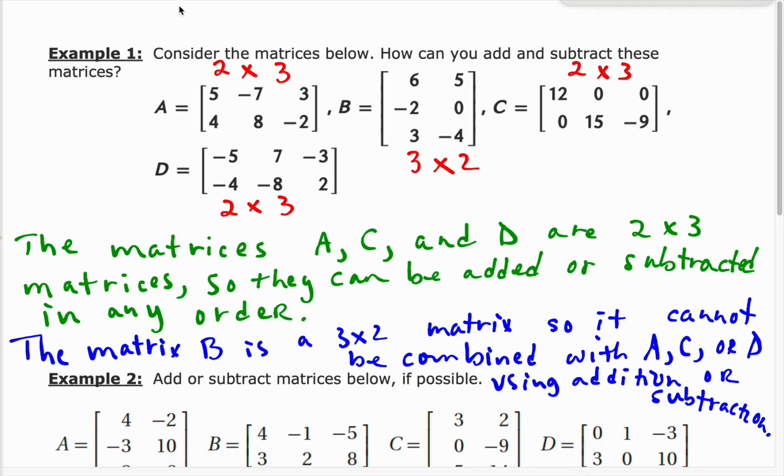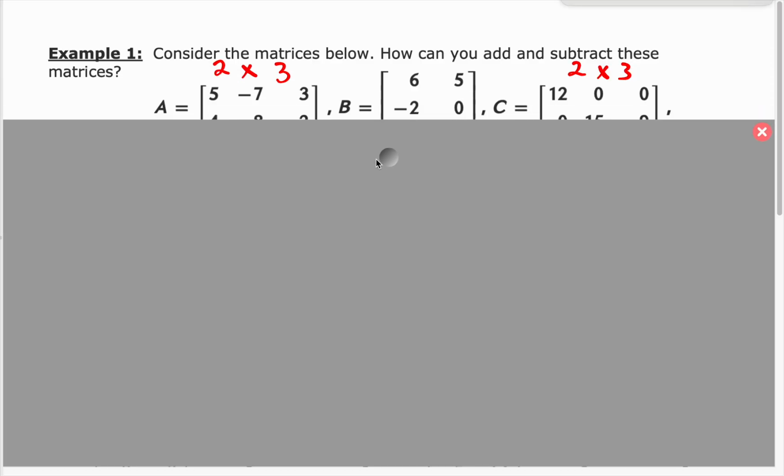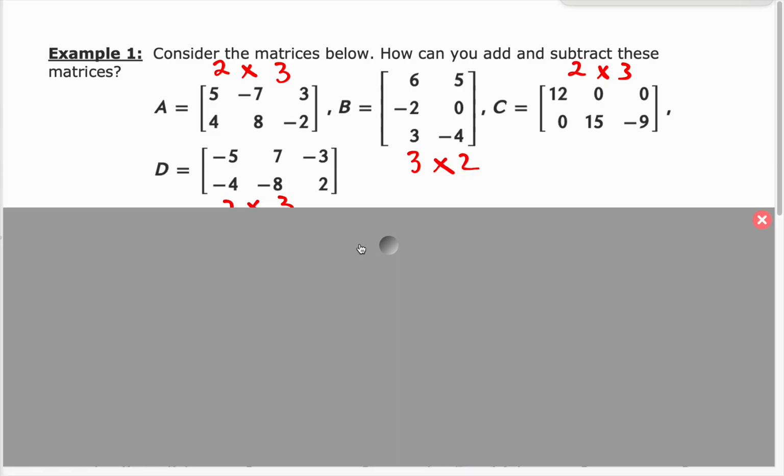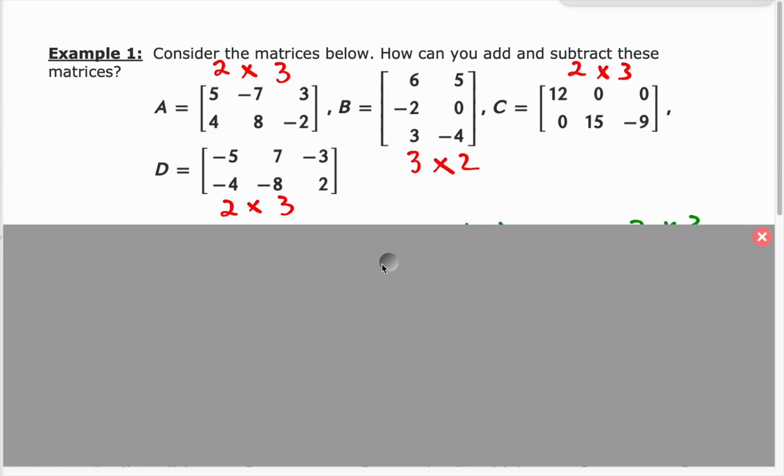Next page. All right, so we have example 1. And what are we doing here? We are considering the matrices below. How can you add and subtract these matrices? So as you can see, A, you should label that. That is a 2 by 3, 2 rows, 3 columns. B is a 3 by 2, 3 rows, 2 columns. C is a 2 by 3, and D is a 2 by 3.